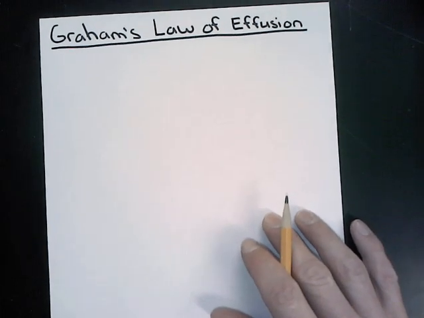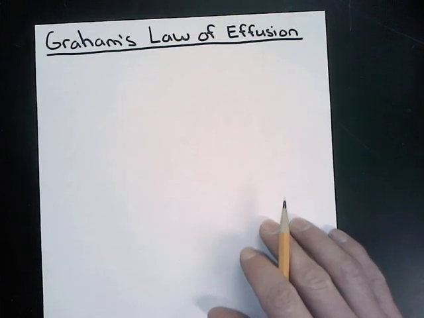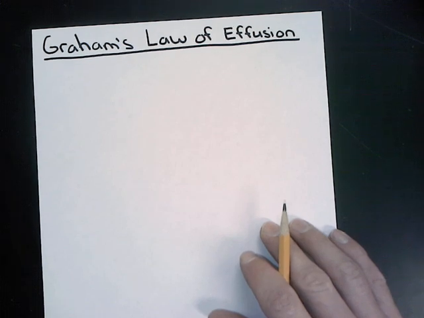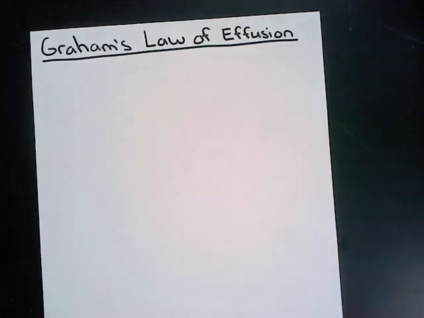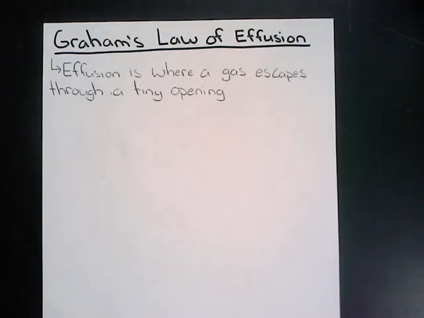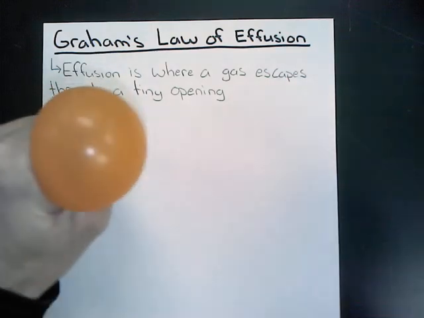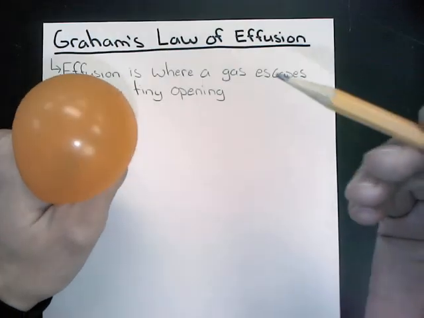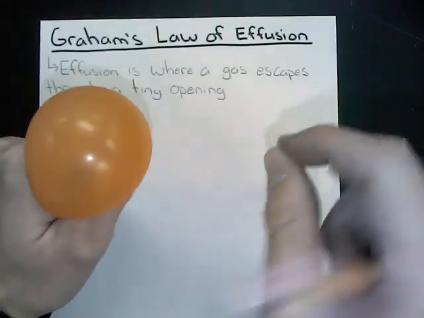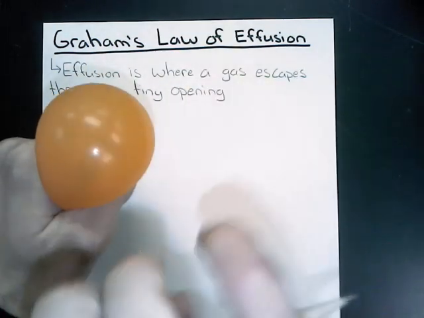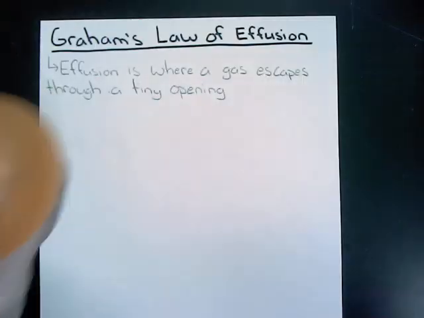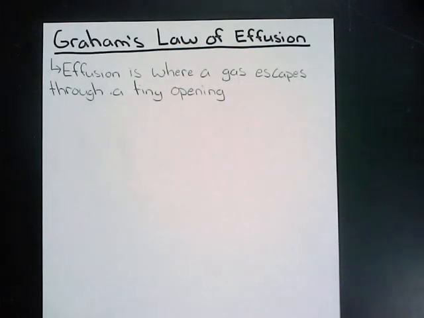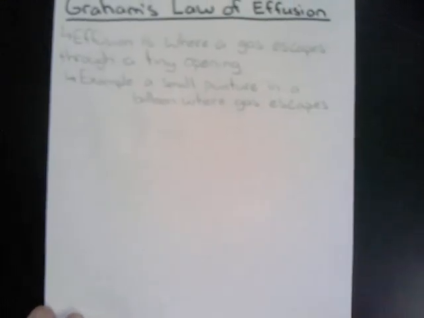So Graham's law is talking about effusion, and effusion is where a gas escapes through a tiny opening. An example of this is if we took this balloon that I've been playing with here, and I poked just a real small, not even a pencil size, but a real small pinhole, and we watch the gas slowly escape out of that one tiny opening. So that brings us to Graham's law.